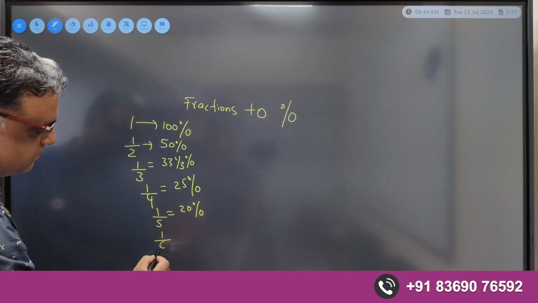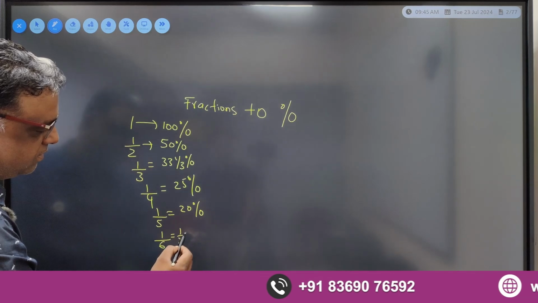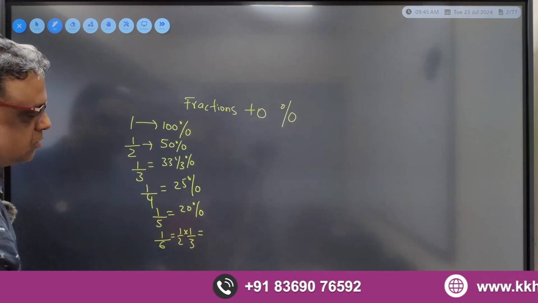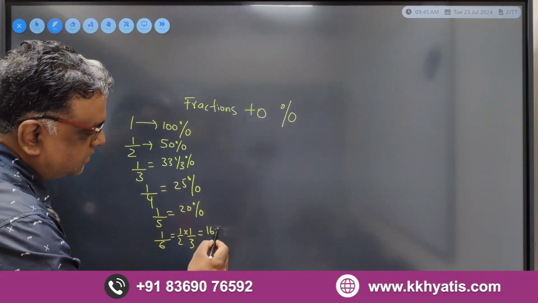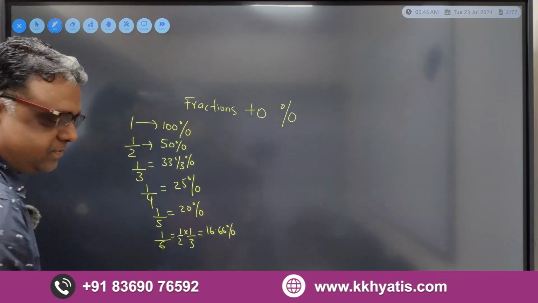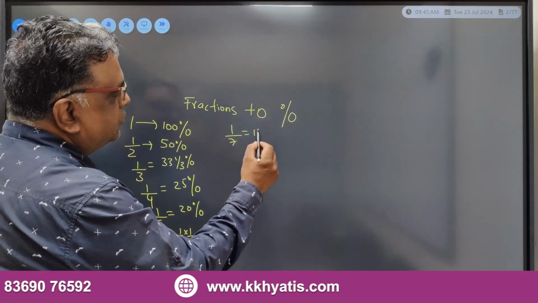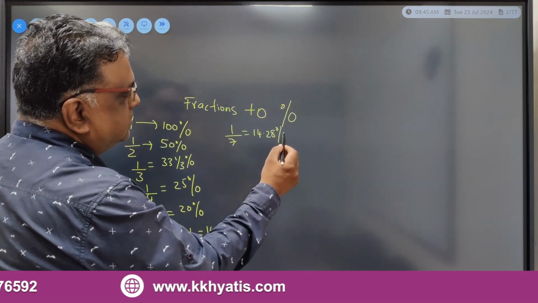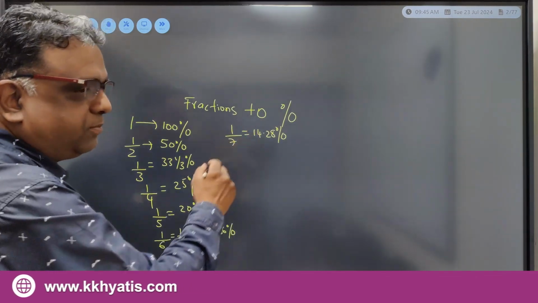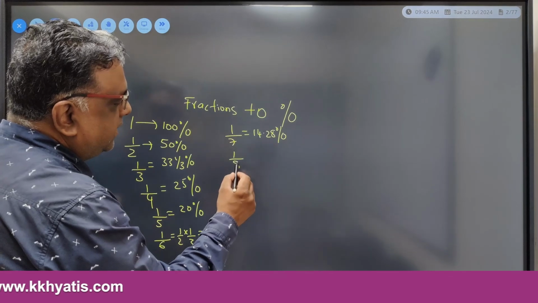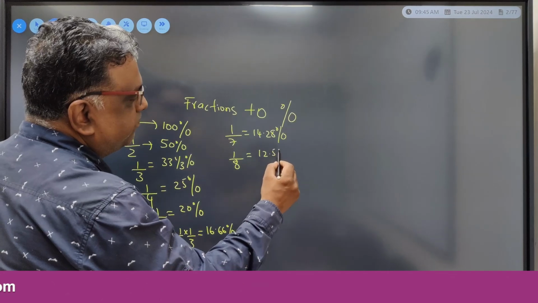Now 1 by 6. So how do we write 1 by 6? It is half of 1 by 3. So 1 by 3 is 33 1 by 3, so 1 by 6 would be 16.66%. Correct? 1 by 7. This is something which you have to remember. You get it by multiplying by 100 and dividing 100 by 7, you will get 14.28%. What is 1 by 8? It is half of 1 by 4, which is 12.5%.